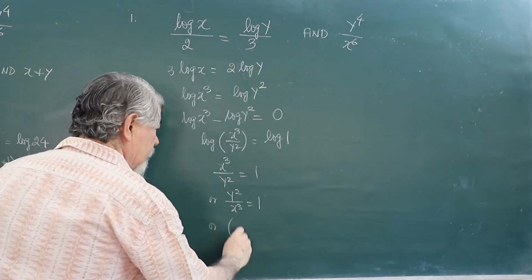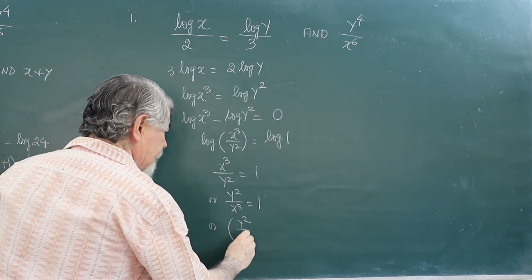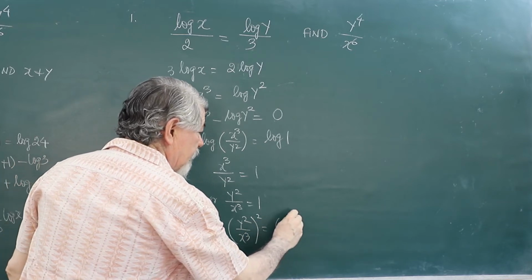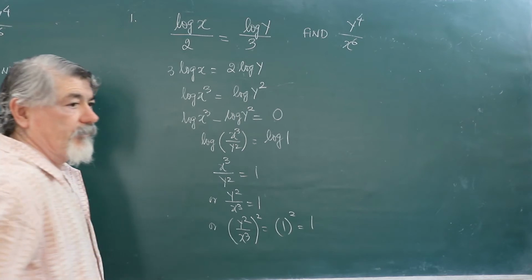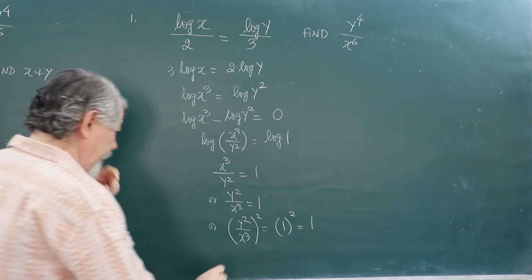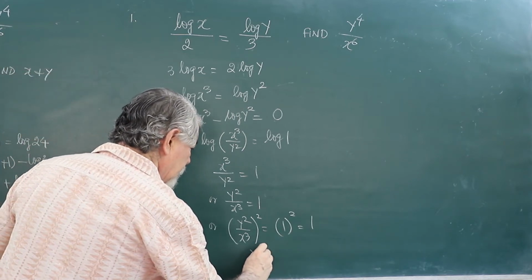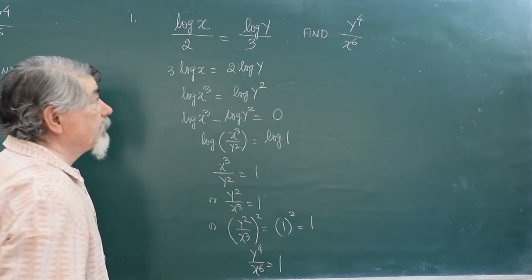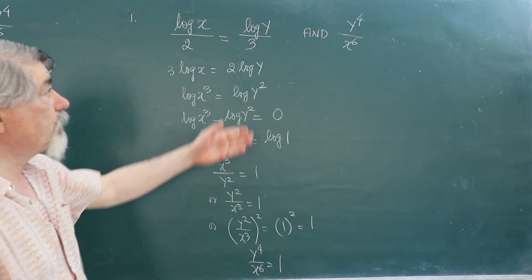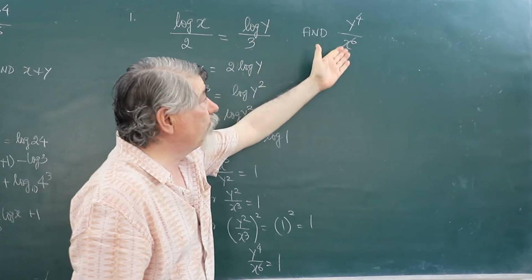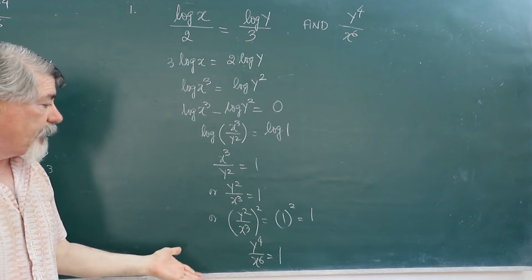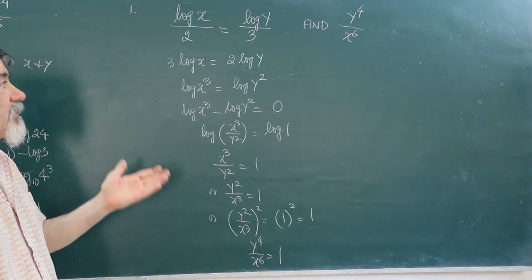Or I can write y square upon x cube to the power 2 will be equal to 1 to the power 2, which is 1. It will be y4 upon x6 is equal to 1. That is what we wanted to find. We wanted to find the value of y4 upon x6. So we've got the value of y4 upon x6 is 1.